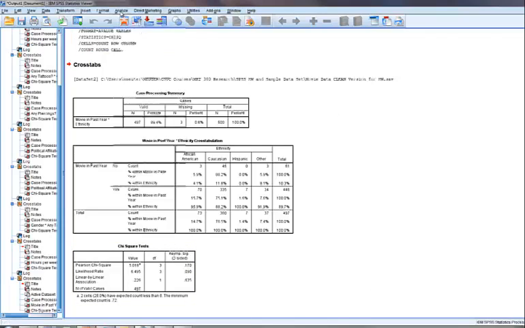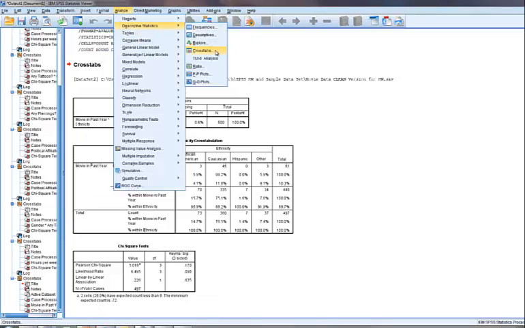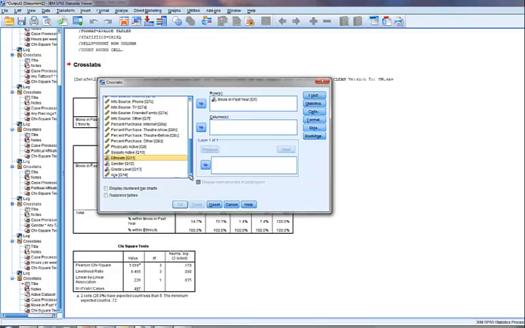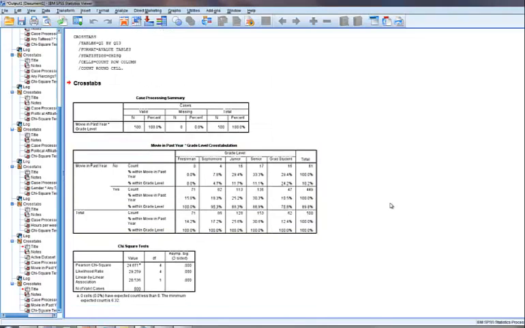Let's run another one. Analyze, descriptive statistics, and crosstabs. Let's look at attending a movie in the past year, but not look at ethnic groups. Oops. Let's now look at grade level. And as you remember, this is one we did in class, and we did find a significant pattern here. Pearson chi-square, the p-value for the significance level, 0.000, highly statistically significant.